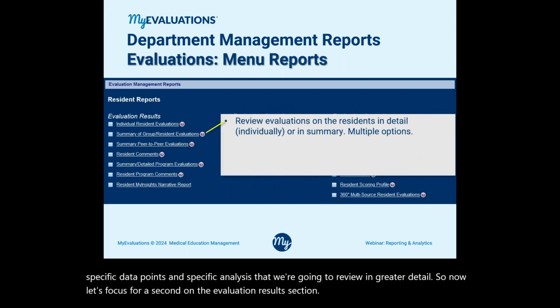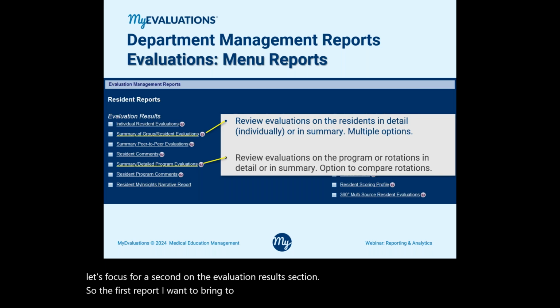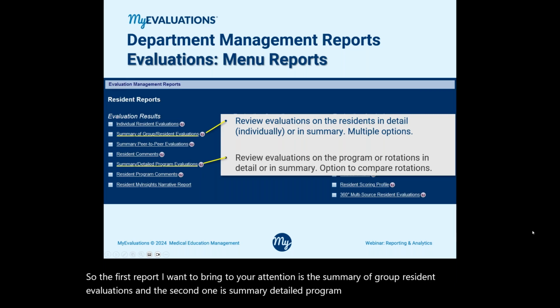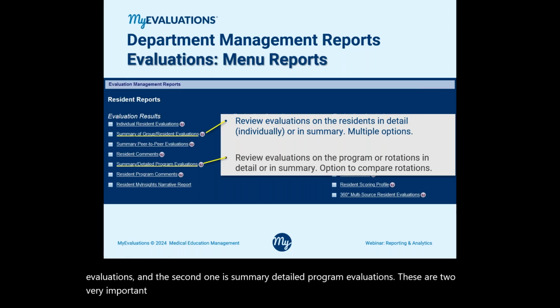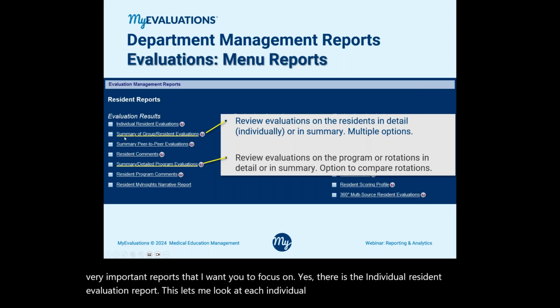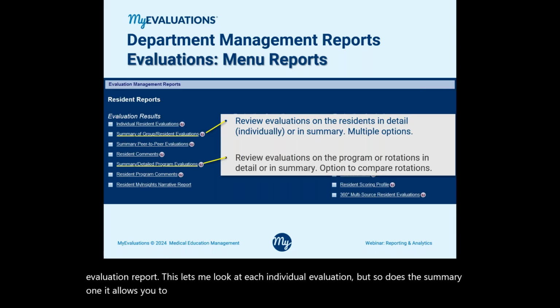So the first report I want to bring to your attention is the summary of group resident evaluations, and the second one is summary detailed program evaluations. These are 2 very important reports that I want you to focus on. Yes, there's the individual resident evaluation report. This lets me look at each individual evaluation, but so does the summary one. It allows you to look at things individually and in summary.